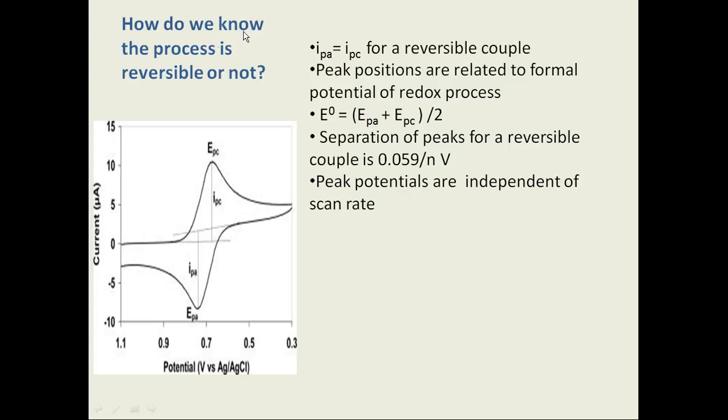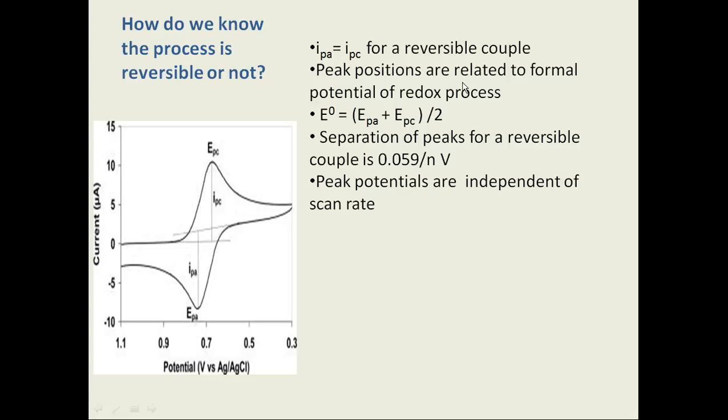How do we know the process is reversible or not? Here, if IPA is equal to IPC, then we can say that the process is reversible. That means oxidation and reduction are reversible. That means the height of IPC and the height of IPA are the same, then the process is an ideal reversible process.